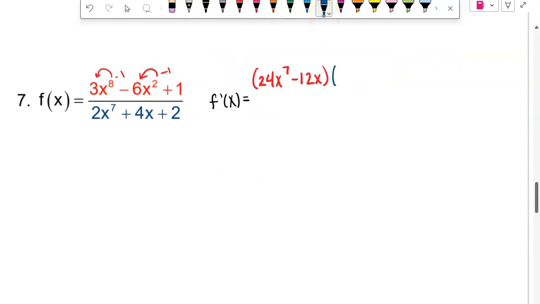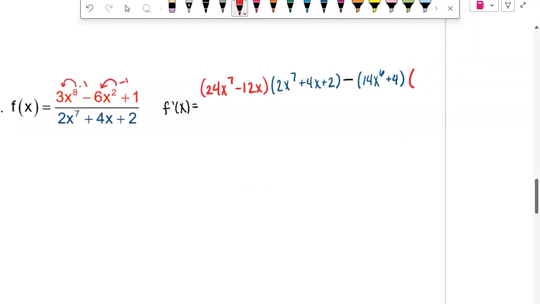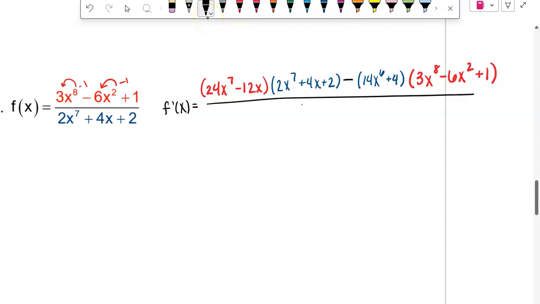Then I'm going to multiply it by the denominator. So we've got 2x to the 7th plus 4x plus 2. And then you've got minus the derivative of the denominator, which is going to be 14x to the 6th plus 4, and then times the numerator. So we've got 3x to the 8th minus 6x squared plus 1, all divided by the denominator, which is squared. So we've got 2x to the 7th plus 4x plus 2 squared.